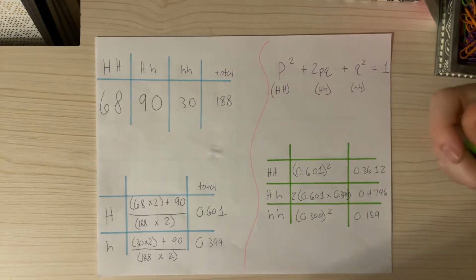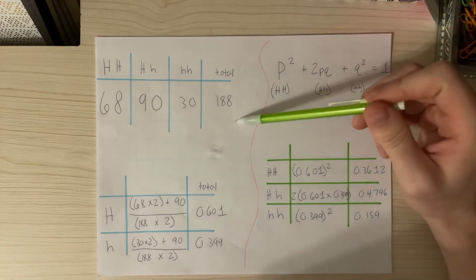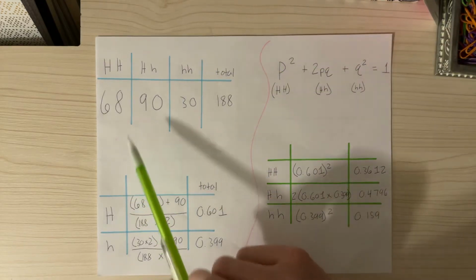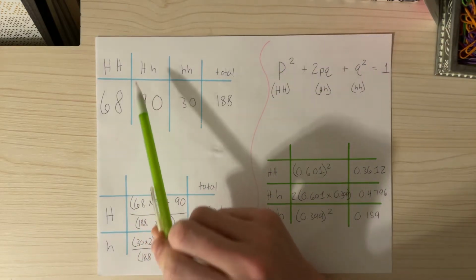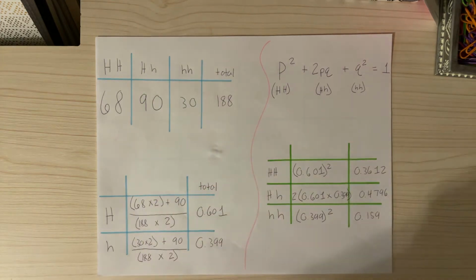This is my third exam video on population genetics. In a population of 188 people, 68 of them have black hair, 90 have brown hair, and 30 have blonde hair, shown by the alleles of H. And we want to see if this follows the Hardy-Weinberg prediction.